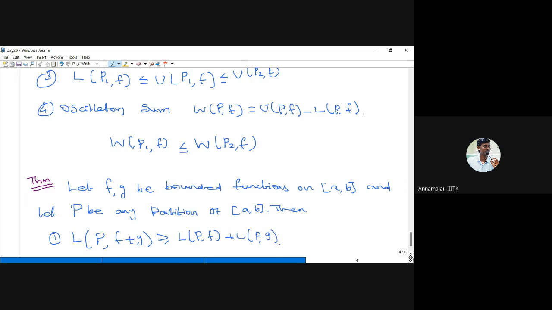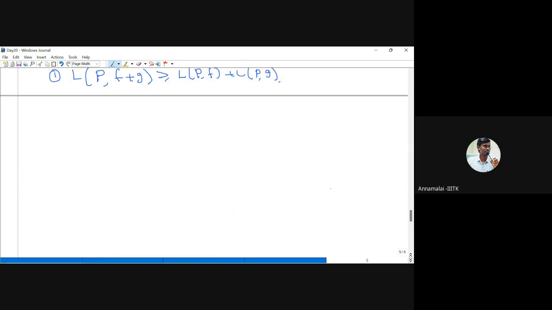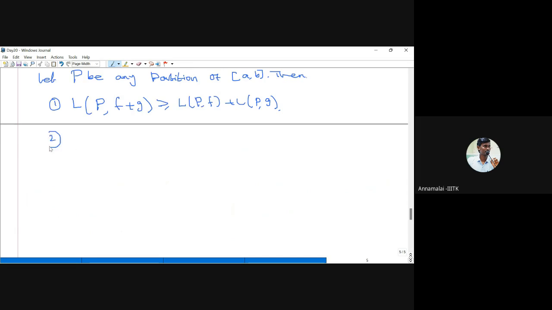Okay. And for the upper sum, it is smaller. So the second one is the upper sum of f plus g with respect to the partition P is less than or equal to the upper sum of f with respect to P plus the upper sum of g. So this is always true. Okay, now maybe some more theorems are there. Now we discuss some examples.